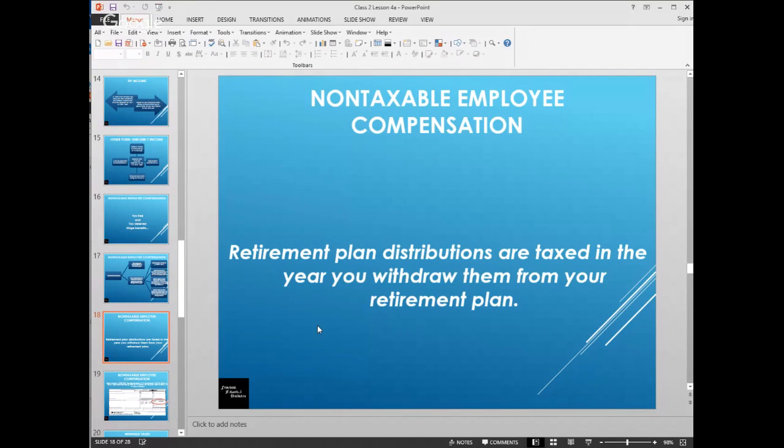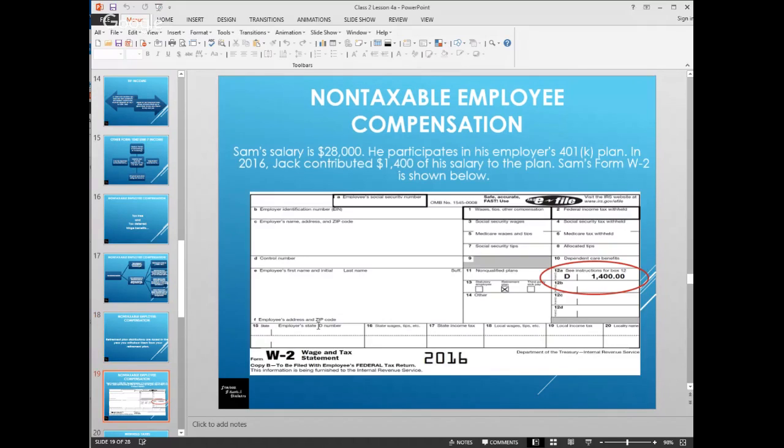And when I use the money, I would then pay the tax on the money in the year that I withdraw it. So here you see an example of that. Sam's salary is $28,000 and he participates in his employer's 401k plan. In 2016, Sam contributed $1,400. So you can see that listed here in box 12 with a code of D.